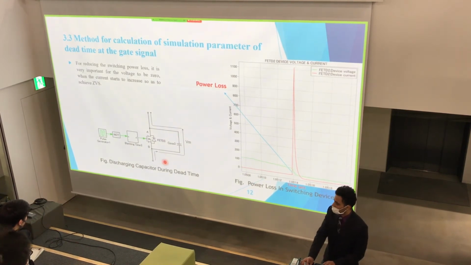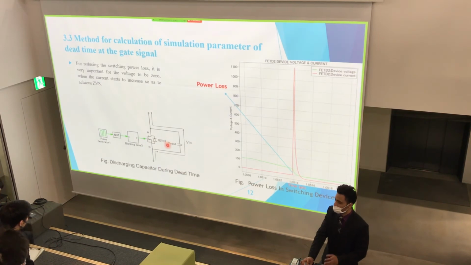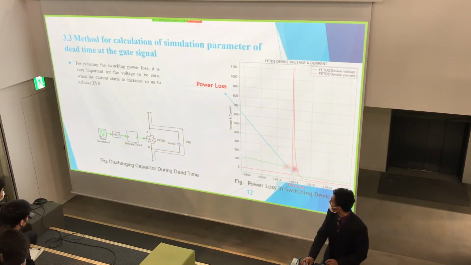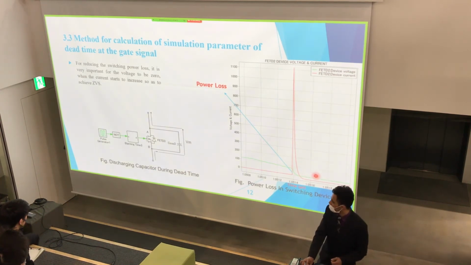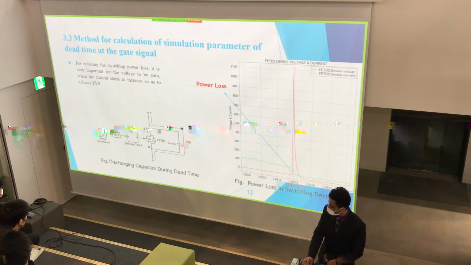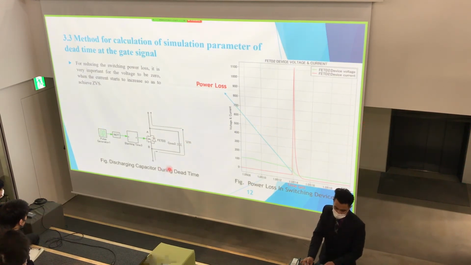If the switching device doesn't discharge, which means the dead time is not enough, we will see a power surge. The current will rise when the switch turns on and this charge gets delivered, and then we will see a current peak and a resulting power loss. So we can make the dead time such a value that there is no peak here, and COSS gets completely discharged.